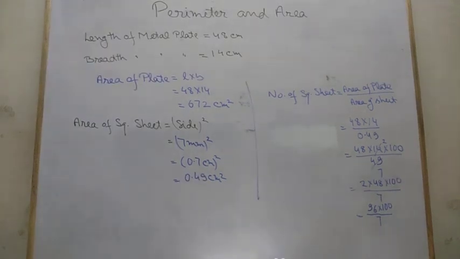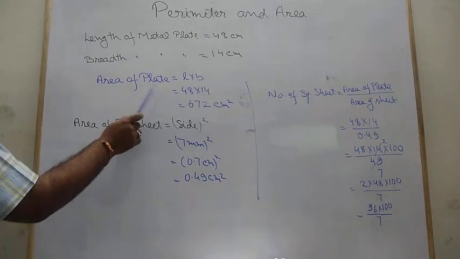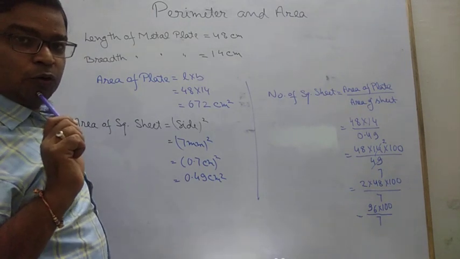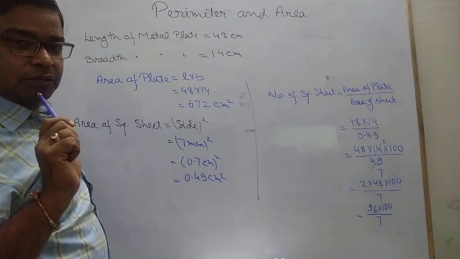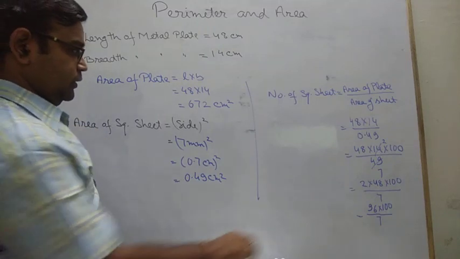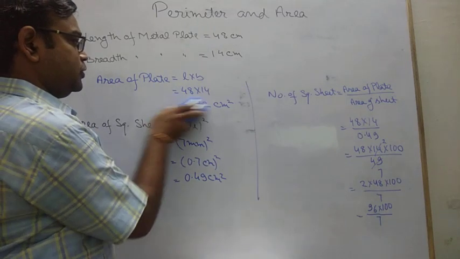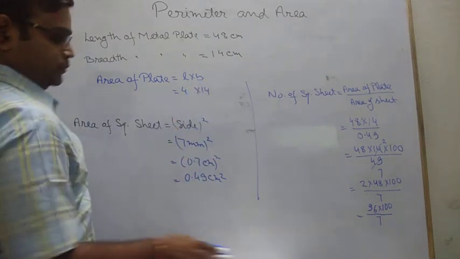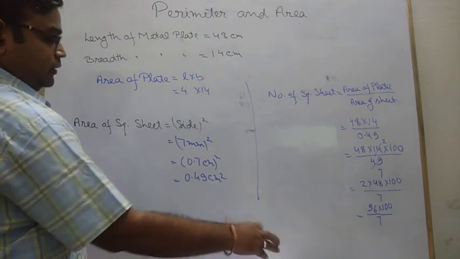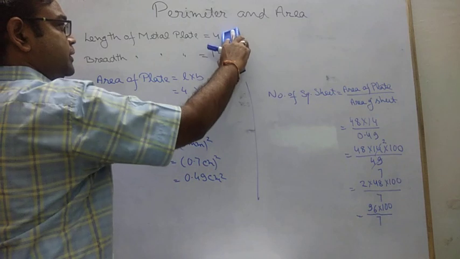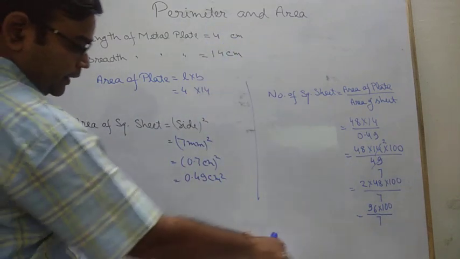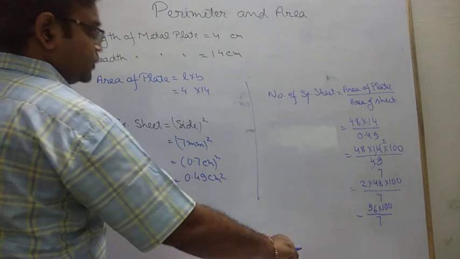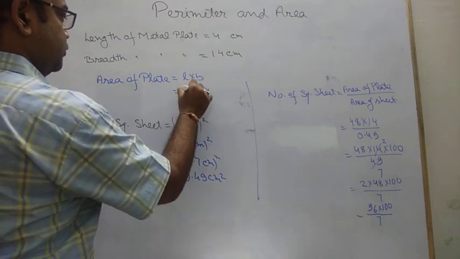I told you that you must remember where I am making mistakes. Hope you are able to find out the mistakes. It's a very common error I usually observe during examination. Actually, in the question, it is not given as 48. It is given as 42.